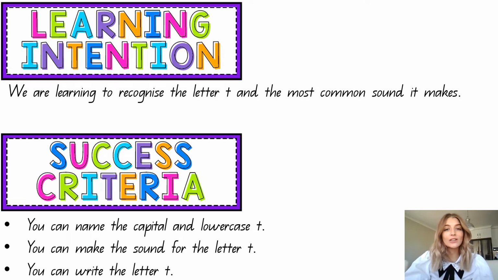Let's see what we're learning today. So today we are learning to recognise the letter T and the most common sound it makes. So to be successful today, you will be able to name a capital and a lowercase t, make the sound for a letter T and write the letter T.